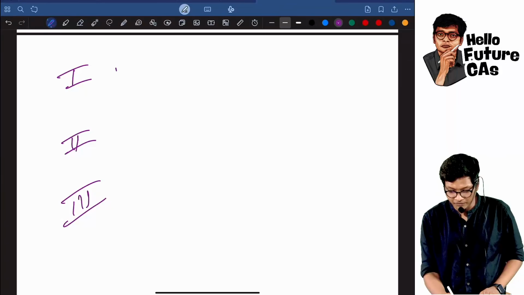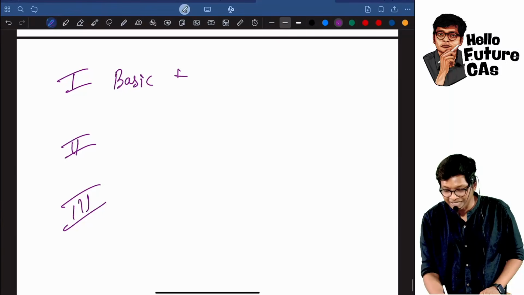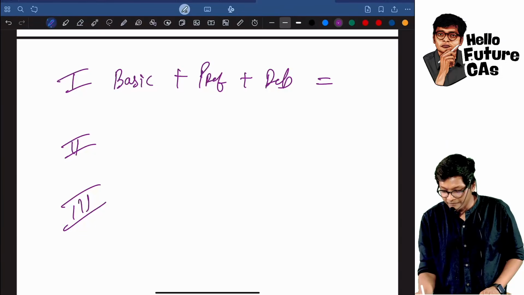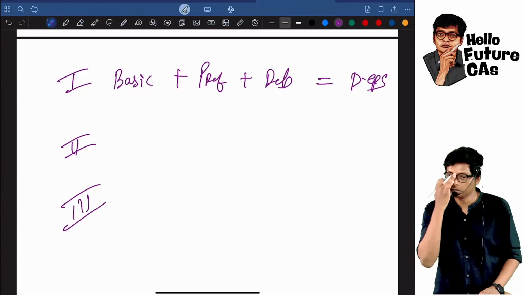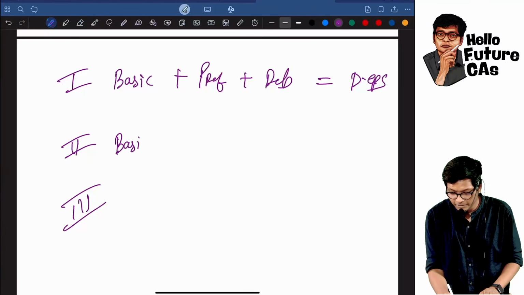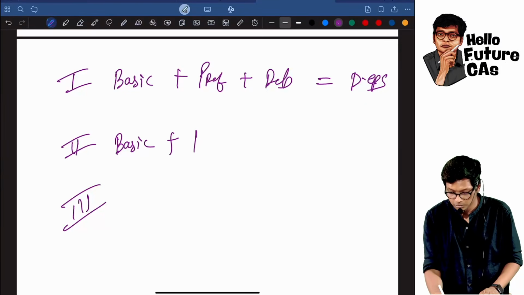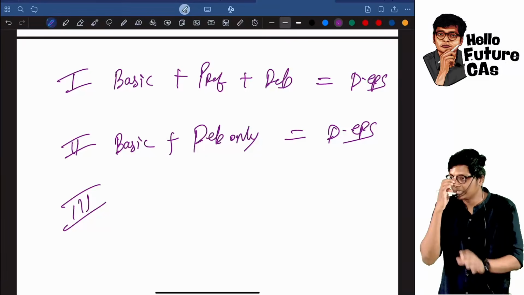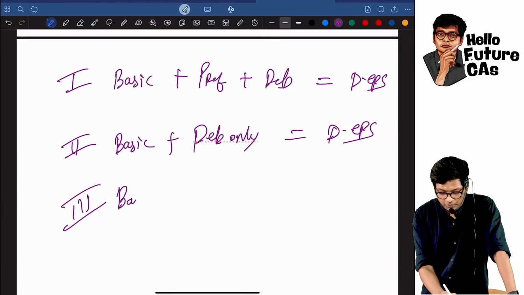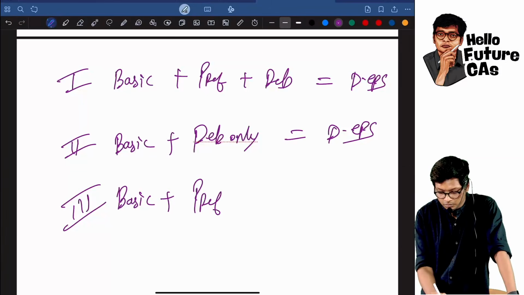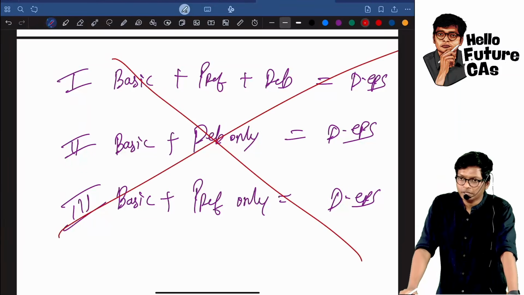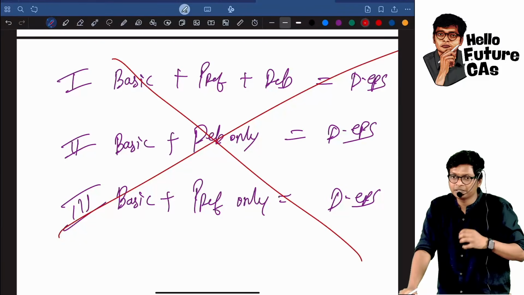3 variations. First, from basic we added preference and debentures together and we found one diluted EPS, correct? Second variation, we did basic plus debentures only and found one diluted EPS, correct? Third, we did basic plus preference only and found diluted EPS. Yes or no, guys? In exam, all 3 are wrong. You should not do it like this. You will get 0 marks.